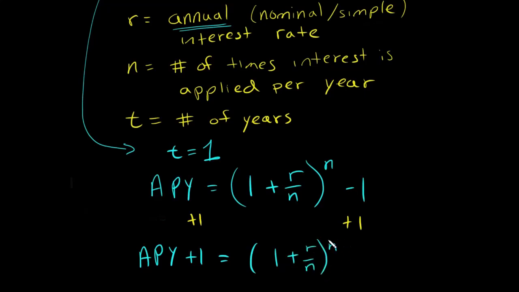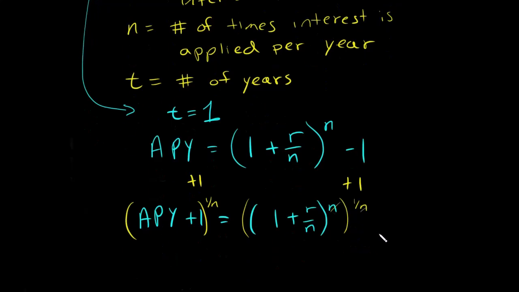All right, how do I get rid of that exponent? Well, imagine if it were squared, I would take the square root. Remember, square root is just the 1 over 2 power. So same idea, you take the reciprocal power. So I'll take both sides to the 1 over n power, and then my exponent will cancel. All right, so I'll have APY plus 1 to the 1 over n power equals 1 plus R over n.